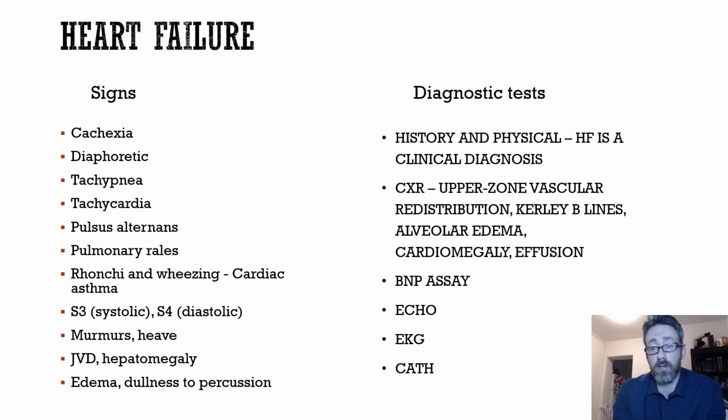Pulmonary rales, so you can hear that in the lungs, rhonchi and wheezing, sometimes referred to as cardiac asthma. You could hear an S3 or an S4 in heart failure, it depends on the type, right? If it's diastolic heart failure, you'd hear an S4 due to ejection into a very stiff ventricle, or an S3 from systolic heart failure. You can get a murmur or a heave, depending on what the underlying issues are. JVD, hepatomegaly could happen, again, from backed up pressures, edema, dullness to percussion, and so on.